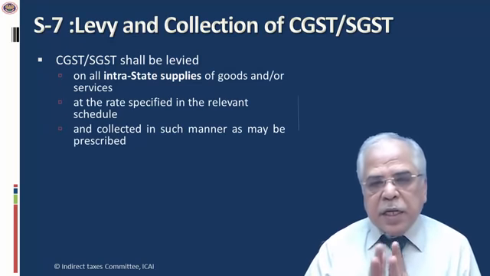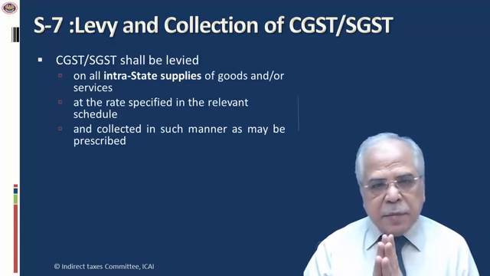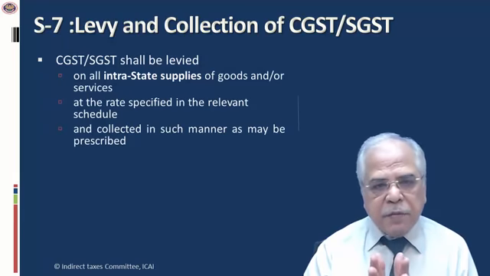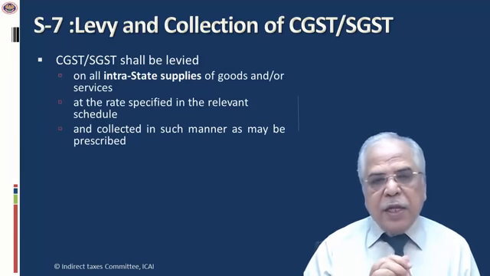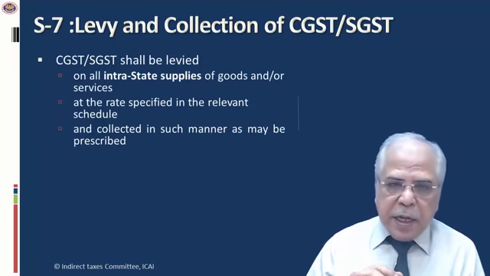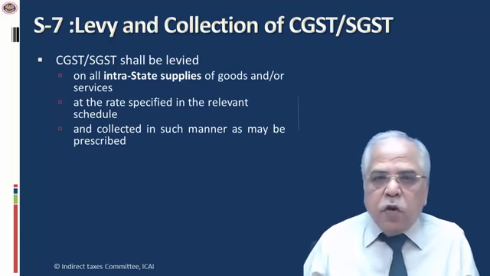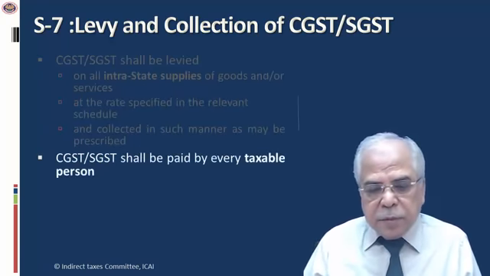Now, the term which is really important is intrastate supply. That has to be a supply within the state, and as per the model law, the supply will be intrastate only when the supplier and the place of supply are in the same state. And then, what is the meaning of the word supply? And then it is on goods and services. What is the meaning of goods and services? We will go to each one of those terms.